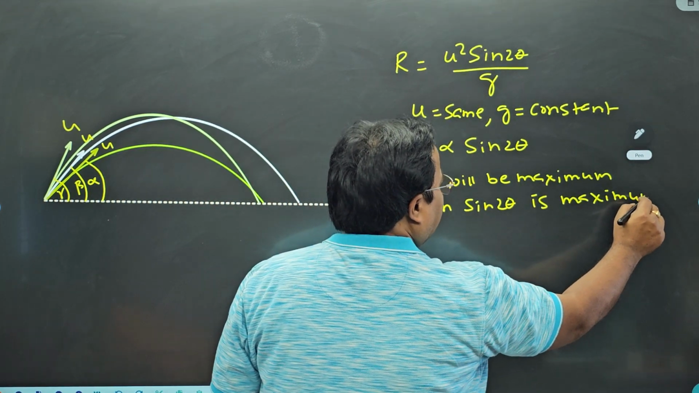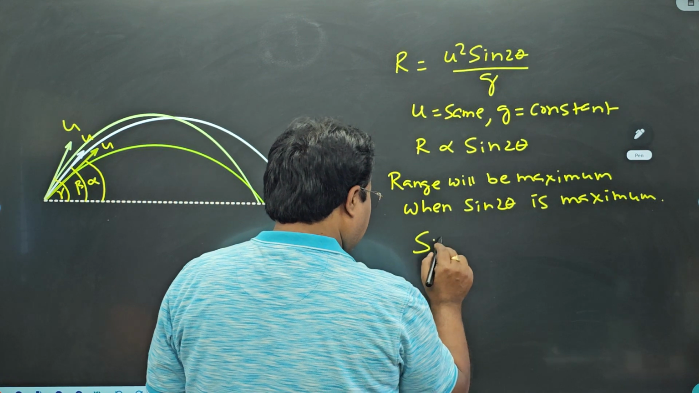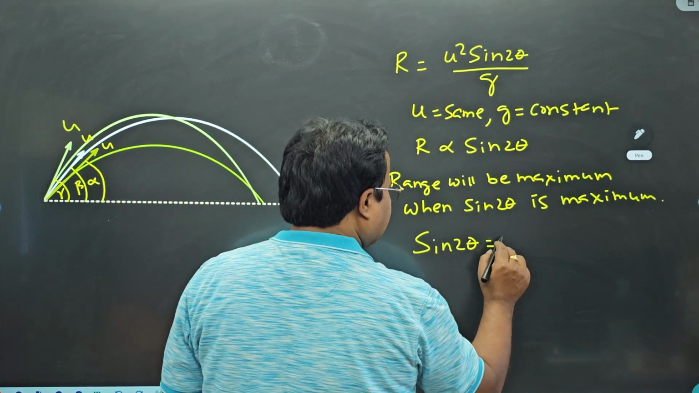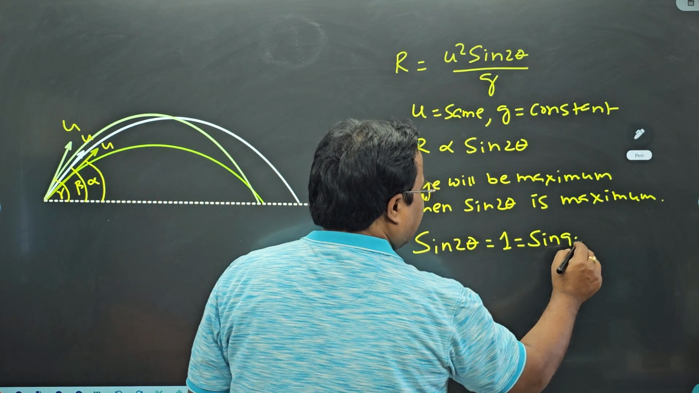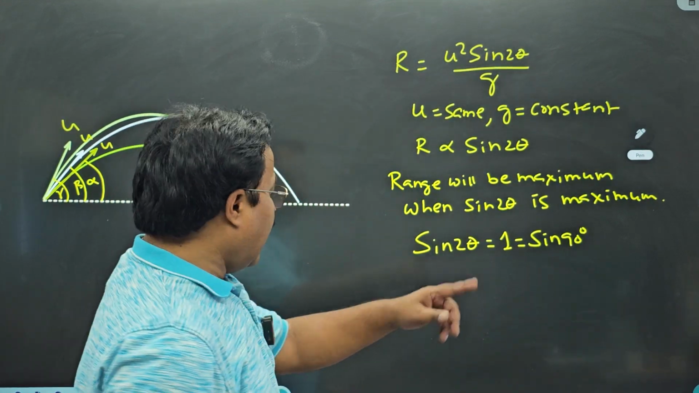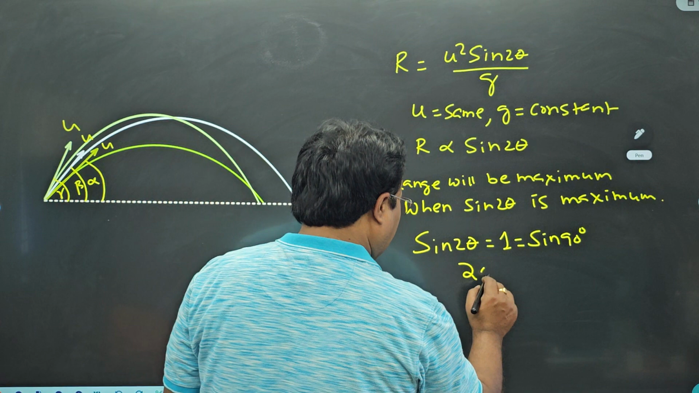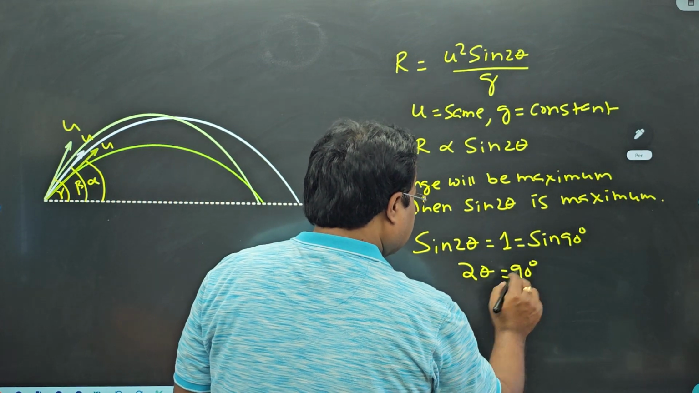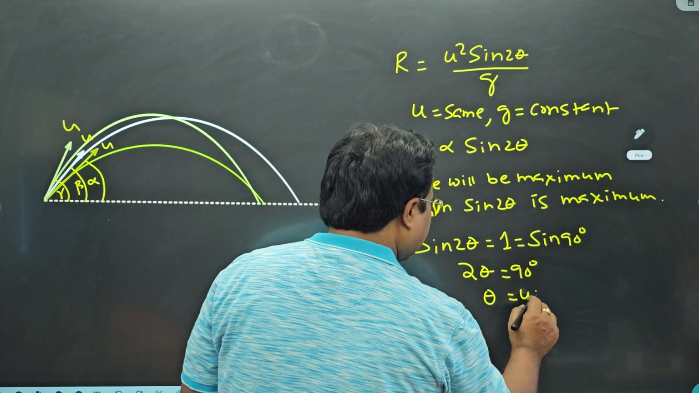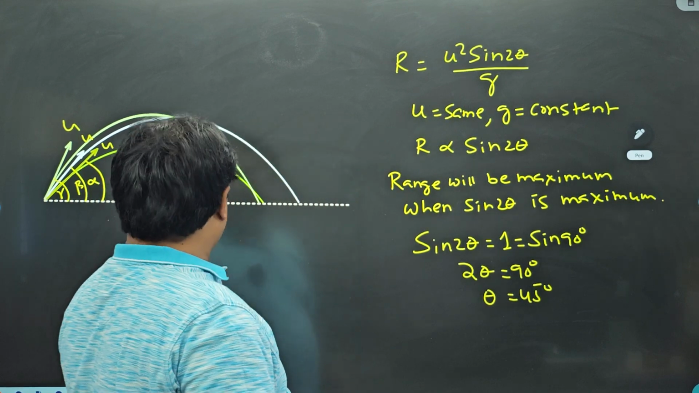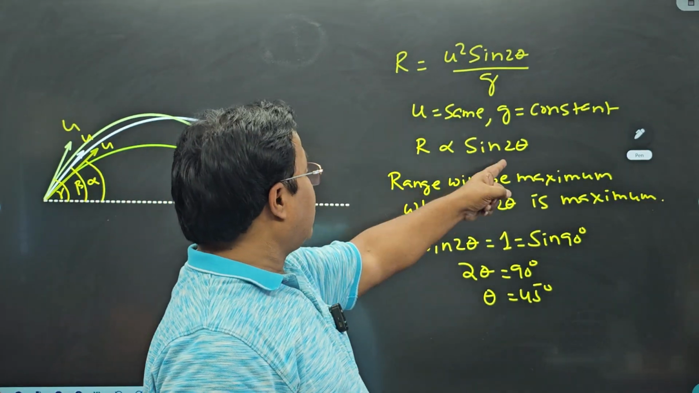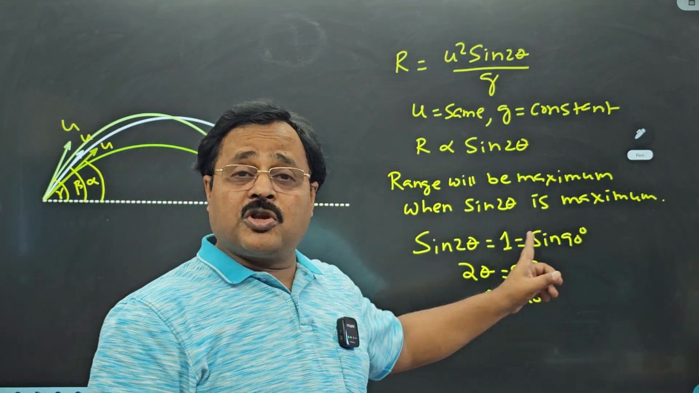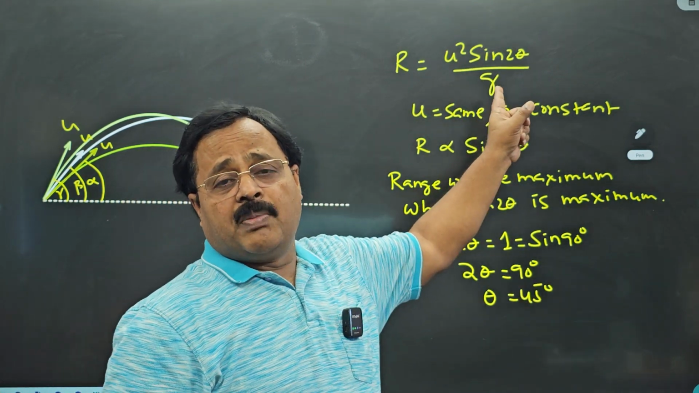You have already read in your school career that the maximum value of sin theta is equal to 1, and sin theta is equal to 1 at an angle of 90 degrees. Therefore, 2 theta is equal to 90 degrees, then theta becomes 45 degrees. It means if the speed of projection is the same, at what angle of projection will the range be maximum? When the angle of projection is 45 degrees, range will be maximum.